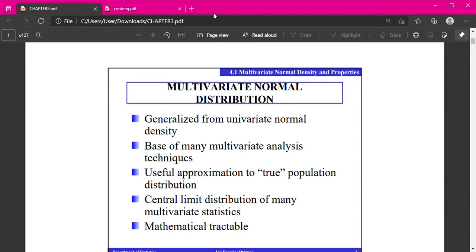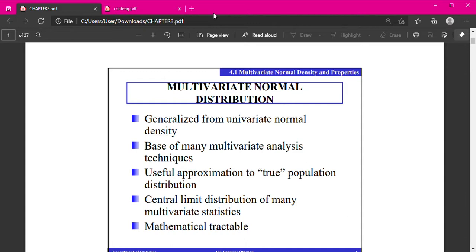Assalamualaikum. Today we proceed with the next chapter, which is chapter 4 in your textbook and chapter 3 in our syllabus, which is the multivariate normal distribution. If you can see in your textbook, page 149, for the introduction, you can read a little bit about the introduction of this multivariate normal distribution that are summarized in this slide.